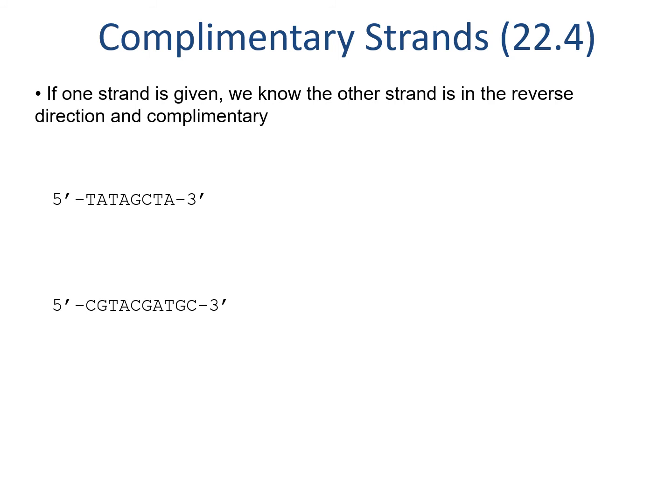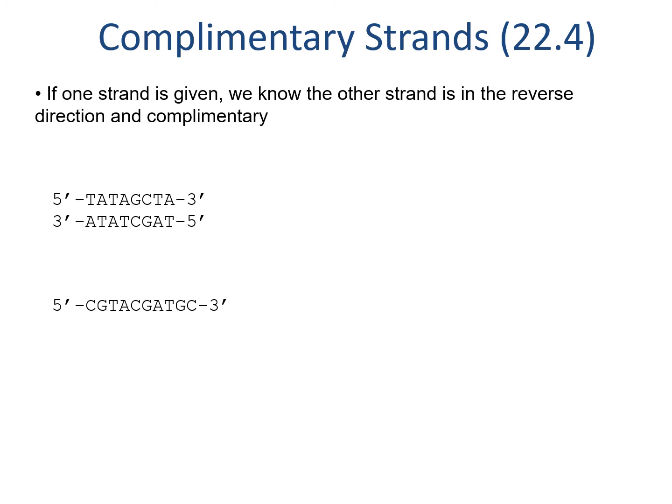Knowing what we do about DNA complementary strands, if one strand is given, we can always know the other strand is in the reverse direction and complementary. Take a look at the first strand shown and try to identify what the reverse complementary strand would look like. The second strand would go from the 3' to the 5' direction. Reading from the 3' direction, there would be an A underneath the T, a T underneath the A, and A, T, C, G, A, T. So every T is paired with an A, and every C would be paired with a G, but the strands would be in opposite directions.